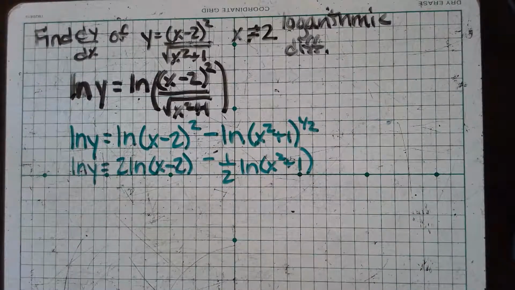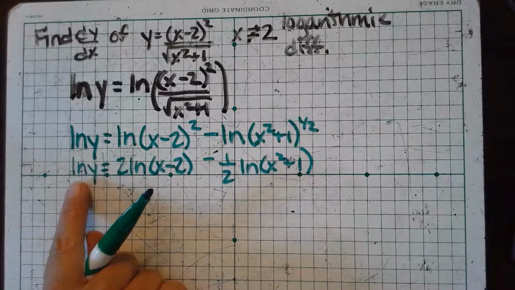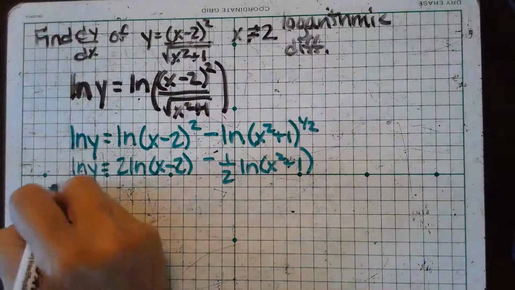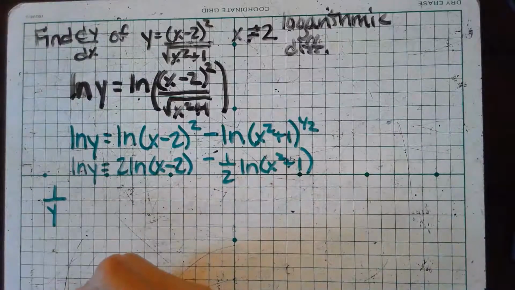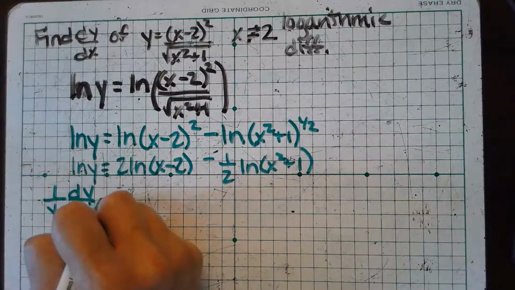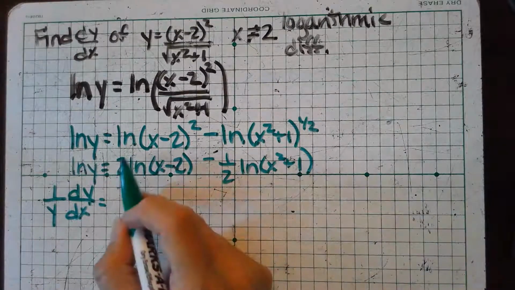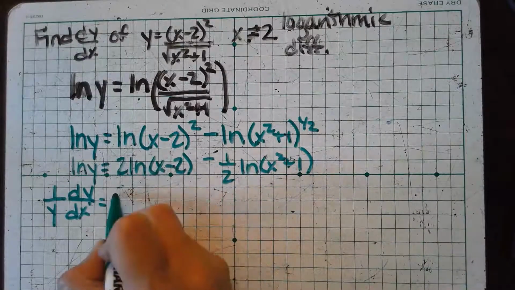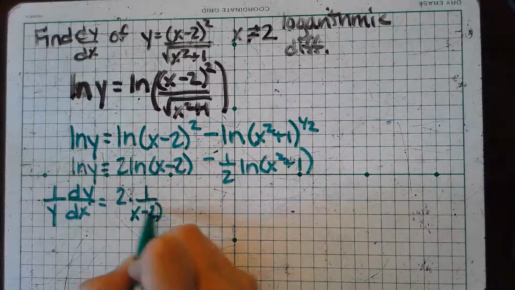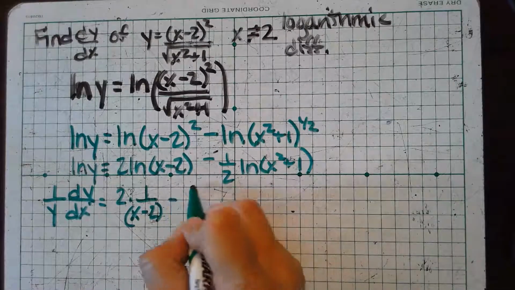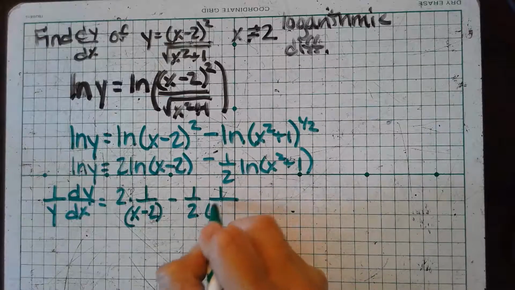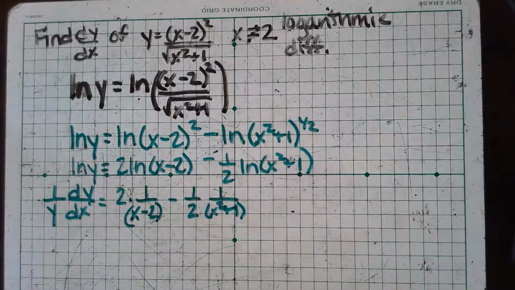All right, now let's go take the derivative. Now this one, be careful. You got to take the derivative of the left and the right. The derivative of this is 1 over y. Okay, and then derivative of y with respect to x is dy dx. That's that implicit differentiation. Now this is a lot easier to take the derivative of because we still have that 2. However, the derivative of this is just 1 over x minus 2. Okay, and then here I still have that 1/2, but the derivative of this is 1 over x squared plus 1. I would put it in parentheses.